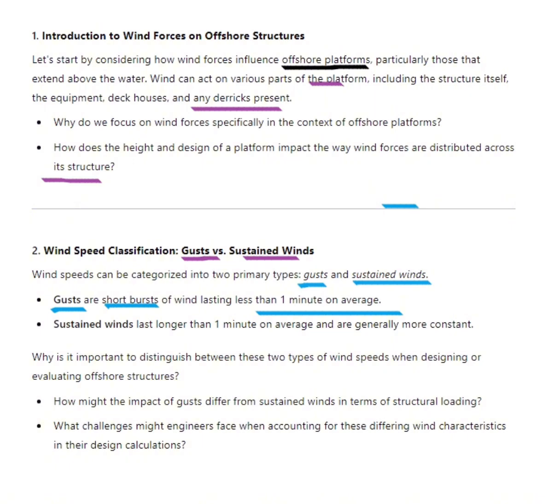Let me explain all these things in the coming slides. So what challenges might engineers face when accounting for these differing wind characteristics in their design calculations? These are the things we are going to understand and study about wind forces. Let me explain those things.